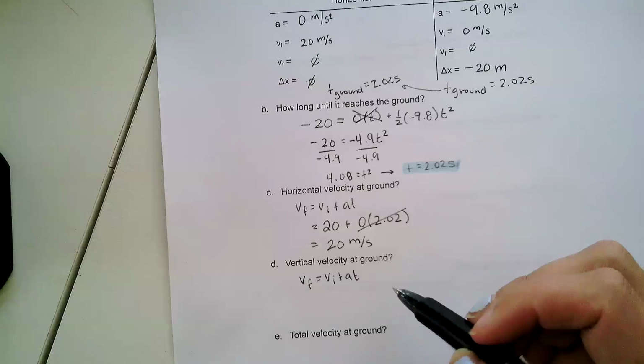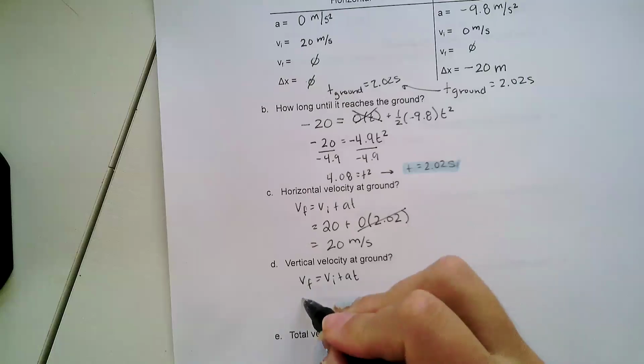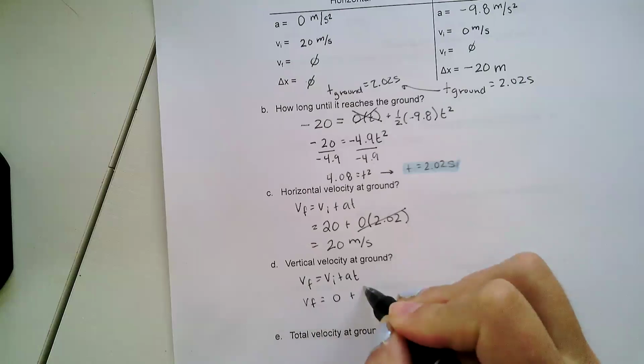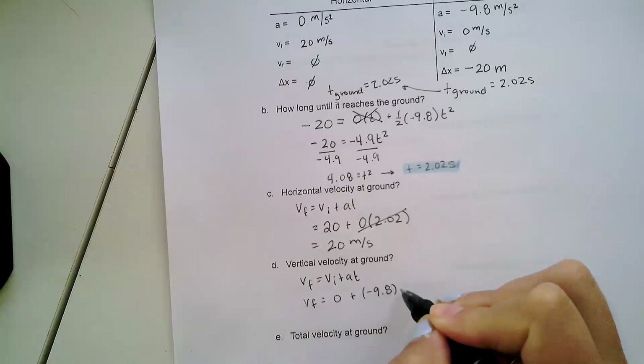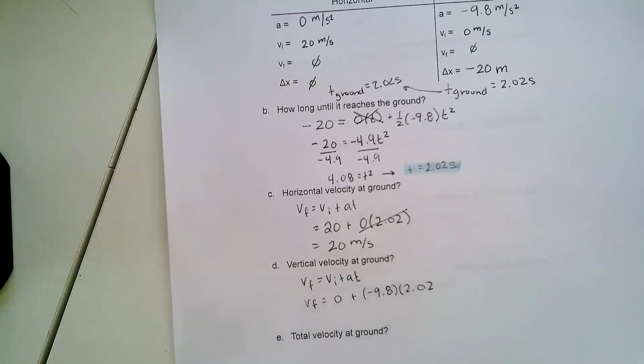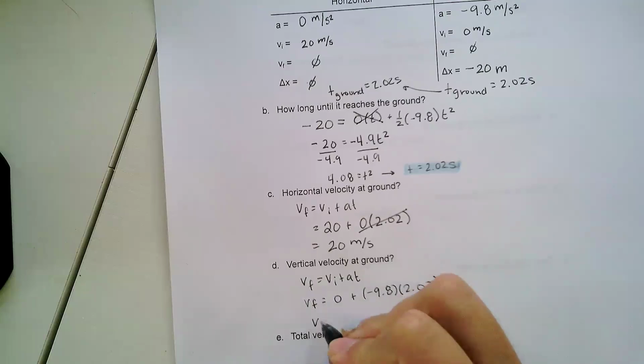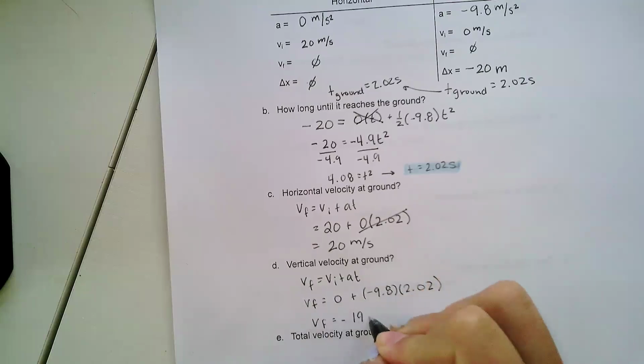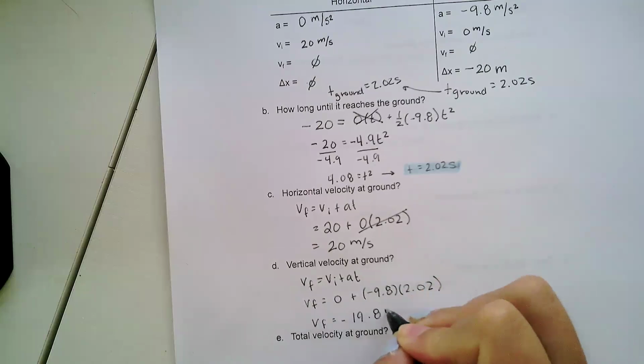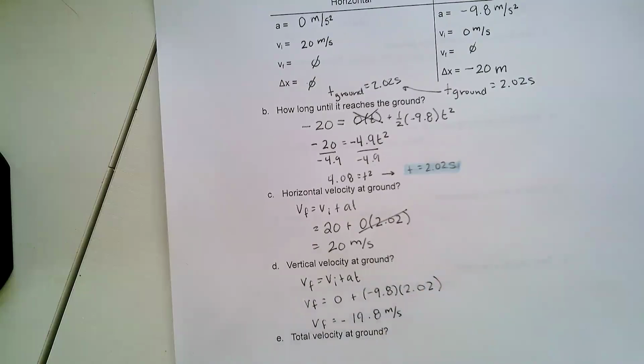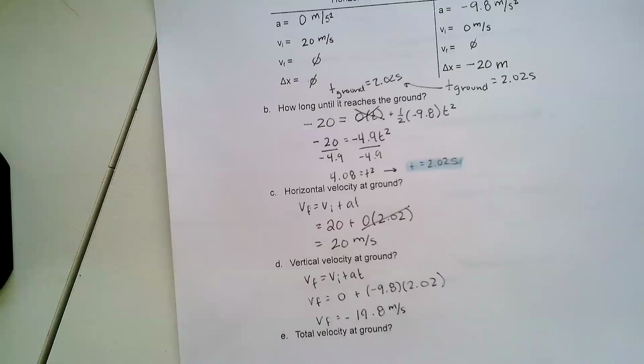Vertically, things get more interesting. So our initial velocity there is 0, but we do have an acceleration. And so we will need to calculate 9.8 times 2.02, and we'll get that the final velocity is negative 19.8 meters per second. Negative because it's down. So this starts horizontally and it ends still horizontally, but also heading downward.